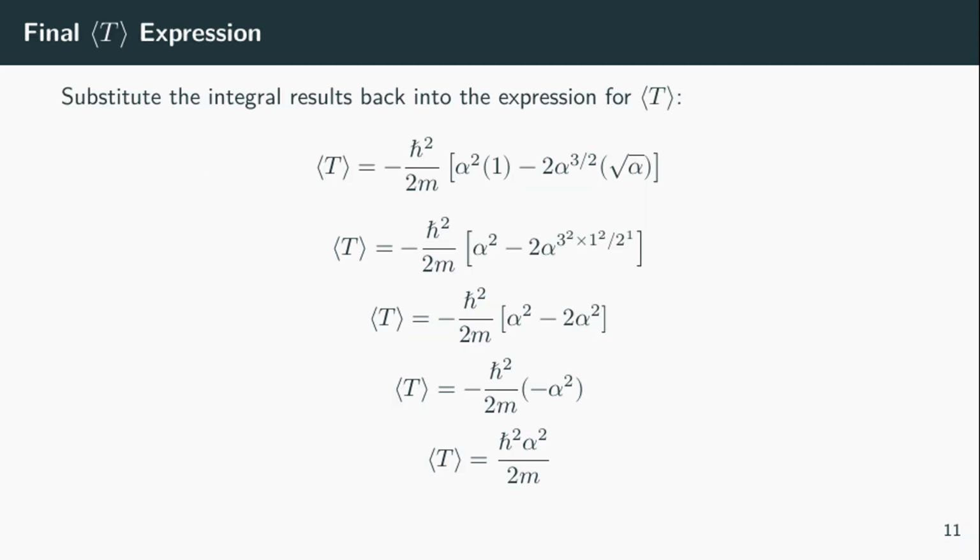Now, substituting our results back into the expression for bracket T. The first integral evaluated to 1 and the second to psi of 0, which is alpha to the power of 1 half. When we combine the alpha terms, alpha to the 3 halves and alpha to the 1 half multiply to alpha squared. Simplifying the terms inside the brackets gives us minus alpha squared. Finally, the two minus signs cancel, leading to our kinetic energy expectation value.